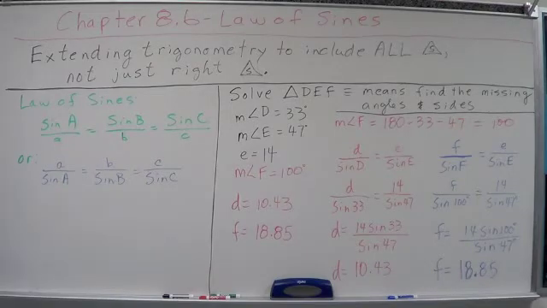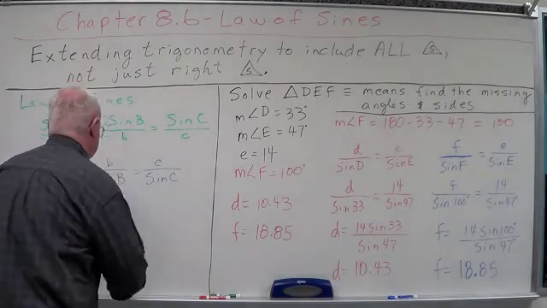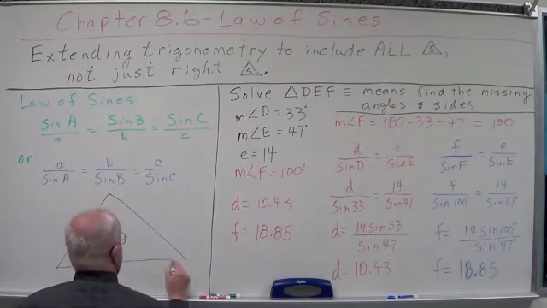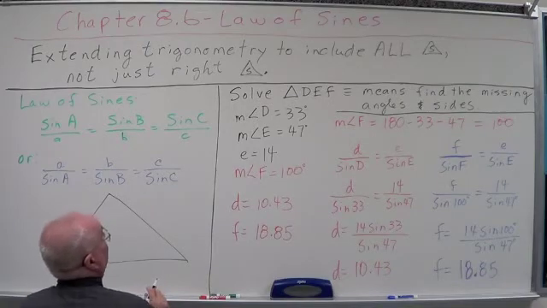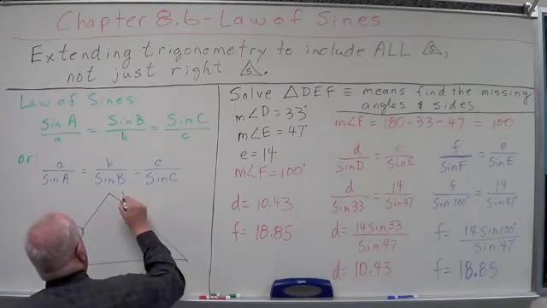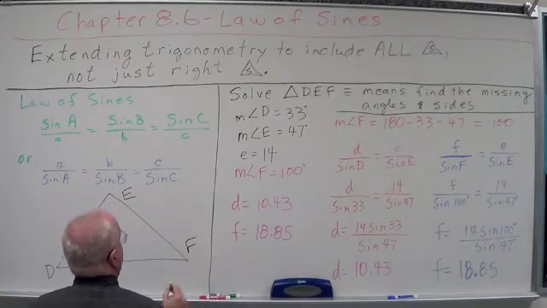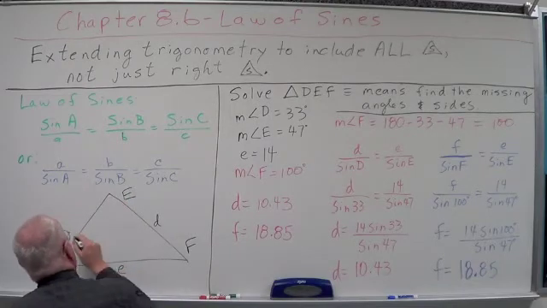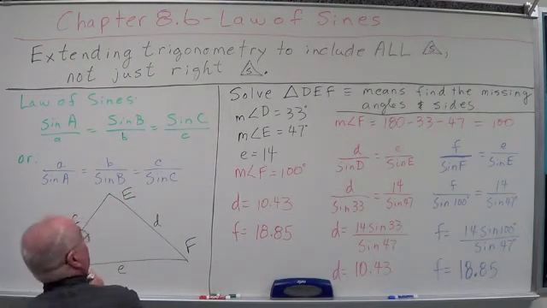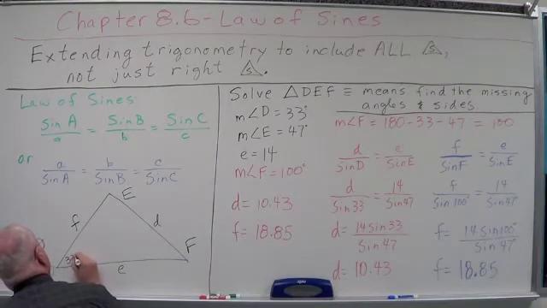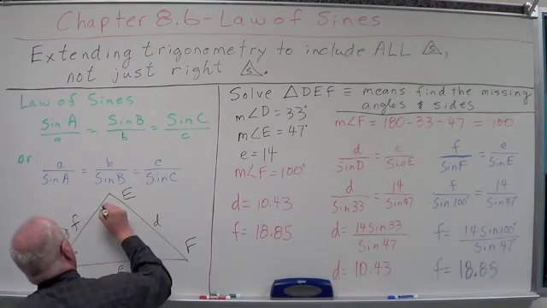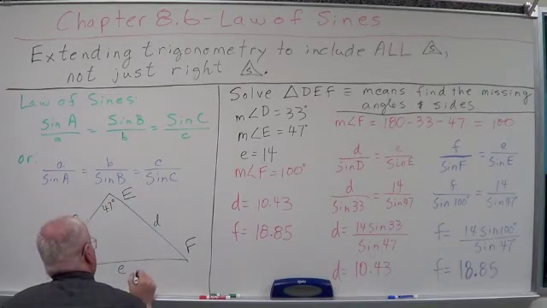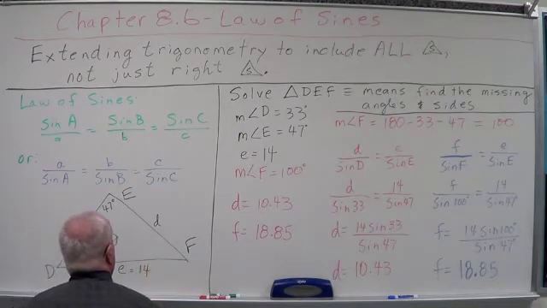Pretty simple. Let's actually draw that over here so we can see it. We've got a triangle over here. We're going to label it D, E, F. So across from D would be little d, across from E would be little e, and across from F would be little f. We know that this angle is 33 degrees. We know that E is 47 degrees. And we know that little e equals 14.